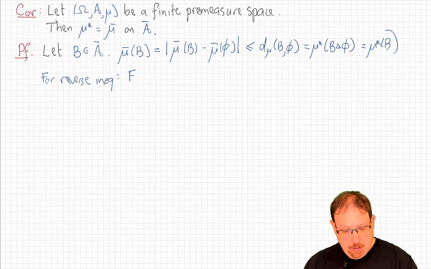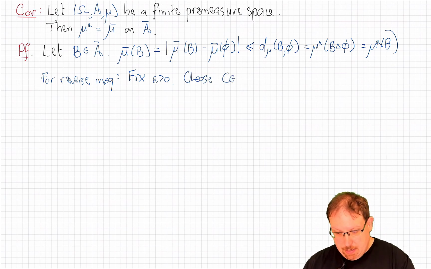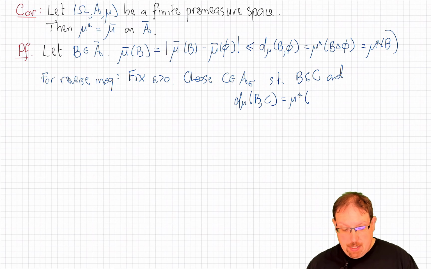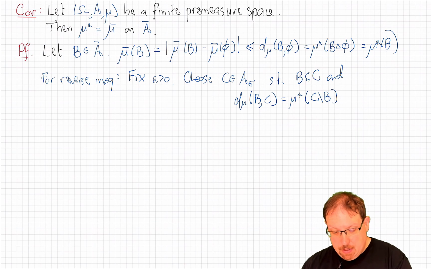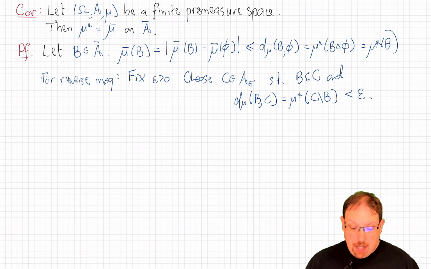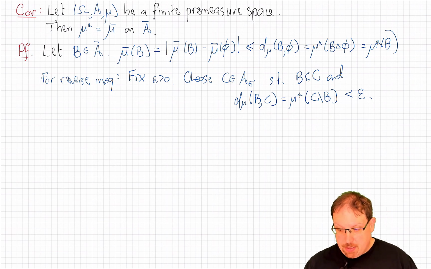Okay, so fix a tolerance epsilon and choose a set C that is in A sigma, which contains B, and for which the distance between B and C, which is the same as mu star of the symmetric difference of B and C, but because B is contained in C, that's just C minus B, is less than epsilon. We know that for any set B in the closure of A, we can find such a set C for any tolerance epsilon.